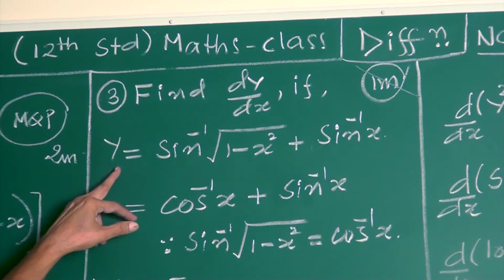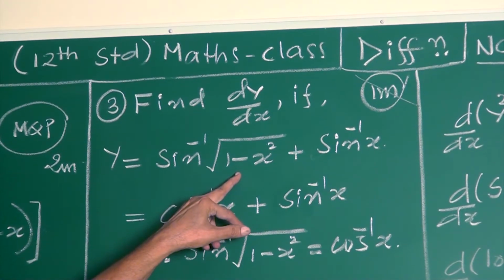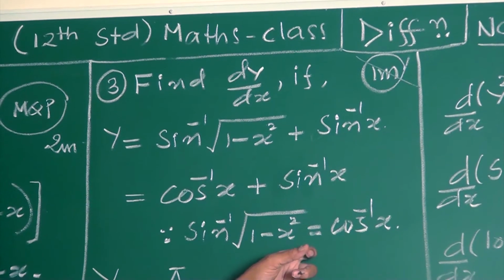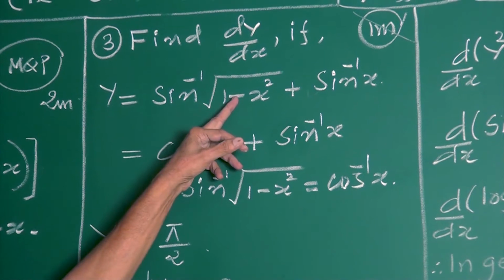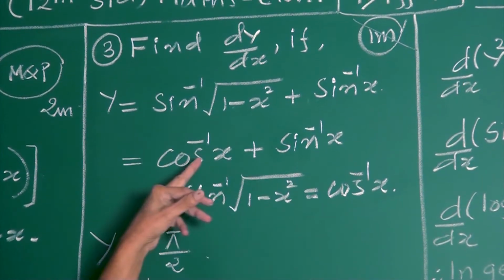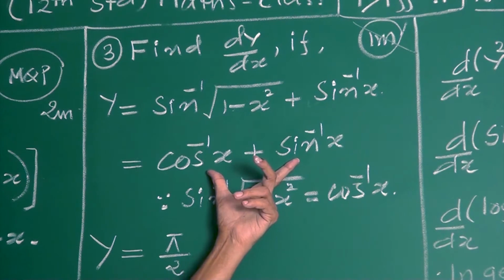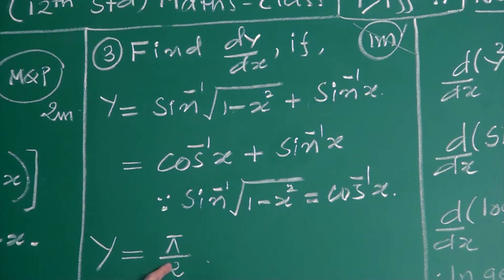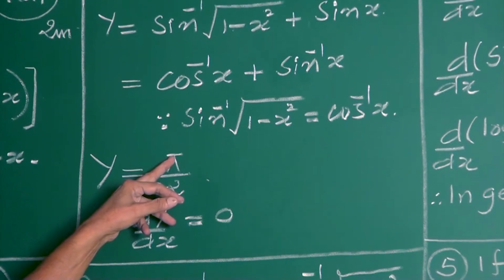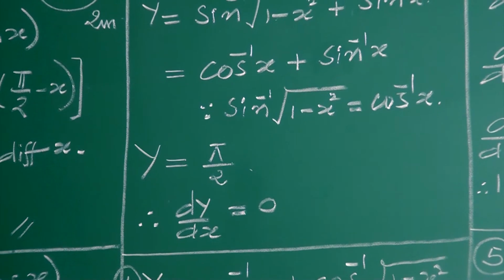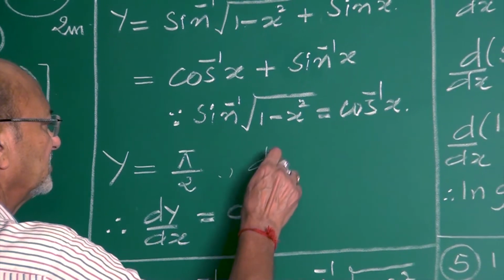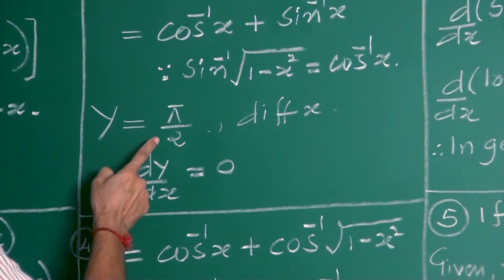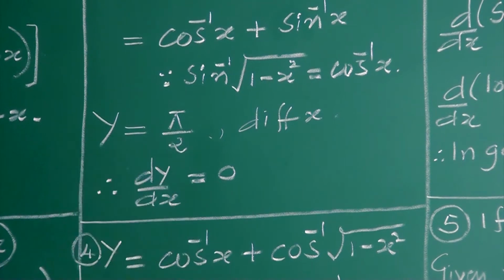Again, find dy by dx if y equals sine inverse root 1 minus x square plus sine inverse x. Yes, my friends, making use of this property, the sine inverse root 1 minus x square is nothing but cos inverse x. Again, cos inverse x plus sine inverse x, a property done in inverse trigonometric functions, equals what? Pi by 2. Then what is y? Constant. What is its derivative? The derivative of a constant is 0. I have to differentiate this with respect to x. Therefore, dy by dx, pi by 2 being a constant, its derivative is 0.